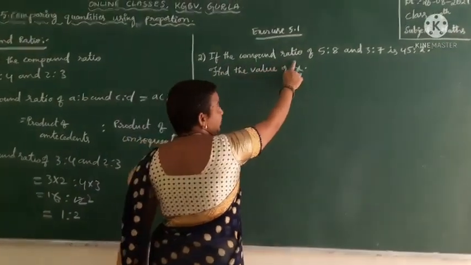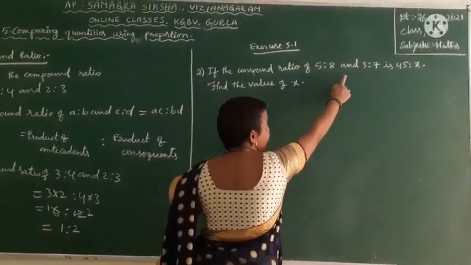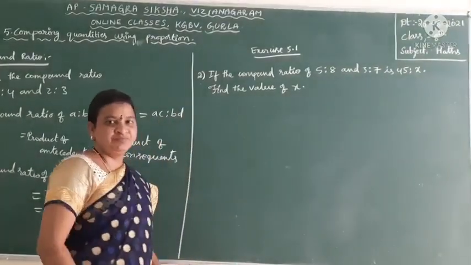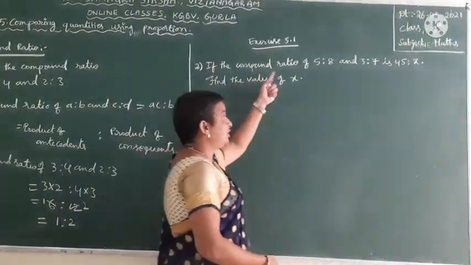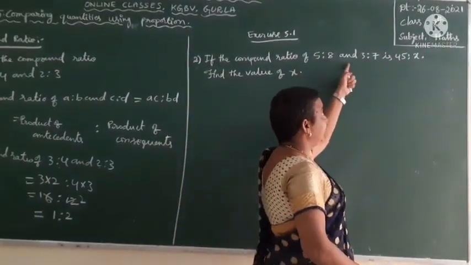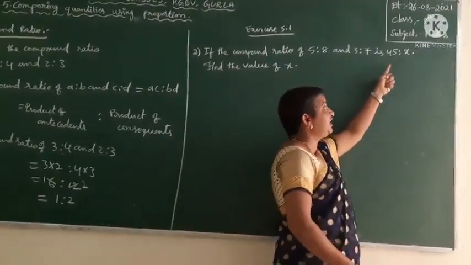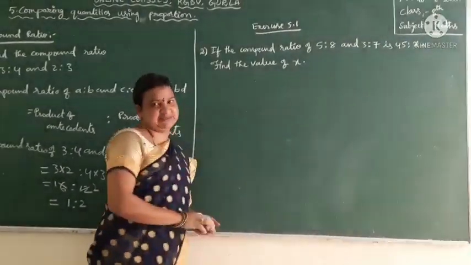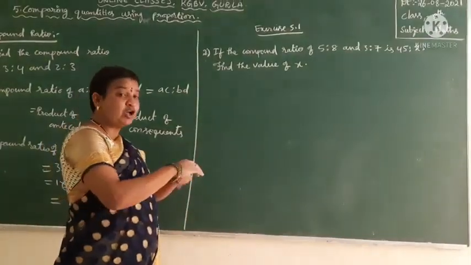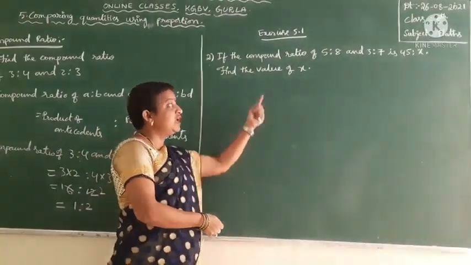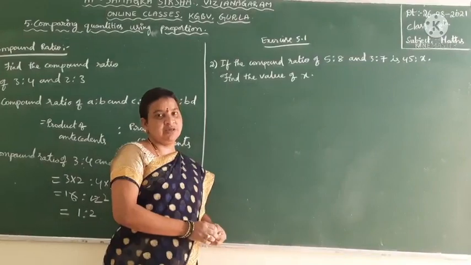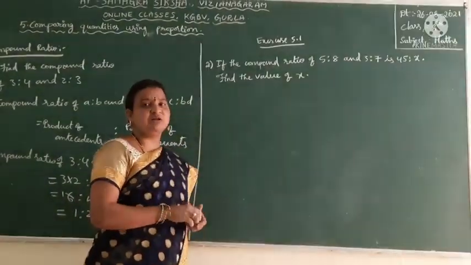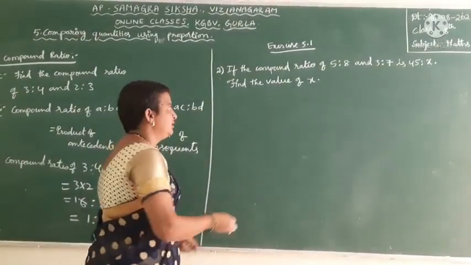If the compound ratio of 5:8 and 3:7 is 45:x, then find the value of x. Okay. Here he has already given the compound ratio of the two simple ratios. In this problem, we need to find the value of the variable x. Okay. Solution.